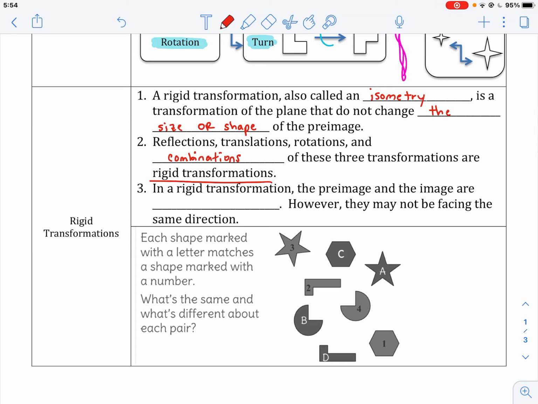In a rigid transformation, the pre-image and the image are the same size. Now, just be careful. They may not be facing the same direction. Just because they're the same size does not mean that they're necessarily facing the same direction. Think about a reflection or even a rotation. Those could be facing different directions, but they are going to be the same size.